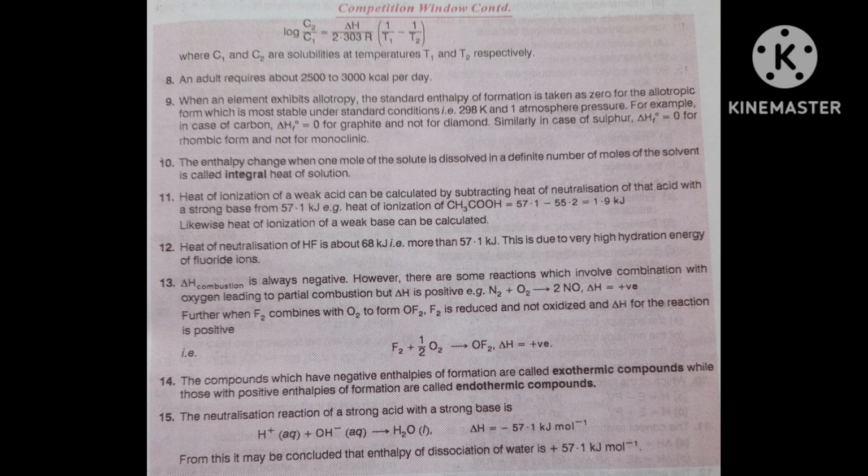Okay, from this it may be concluded that the enthalpy of dissociation, this is actually formation, then the reverse is dissociation. Correct? Reverse of formation is called dissociation, breakdown. Then the value will be reversed, negative will become positive. From this it may be concluded that the enthalpy of dissociation of water is plus 57.1 kilojoule per mole. Now I am stopping only here.